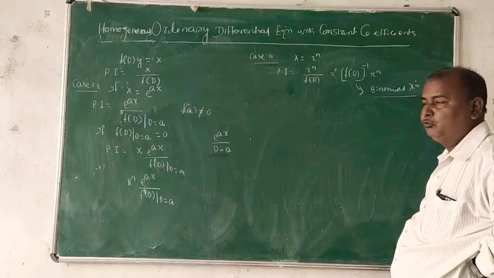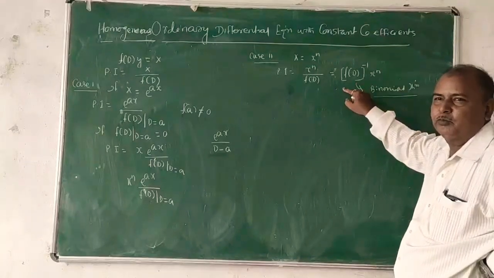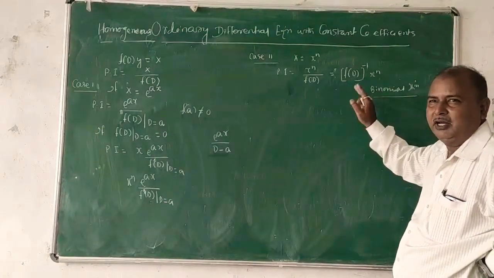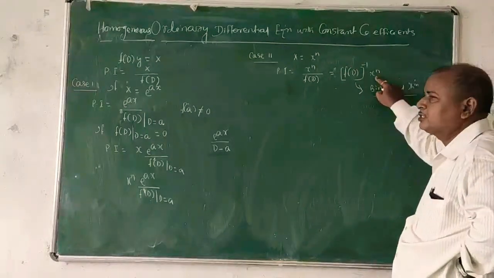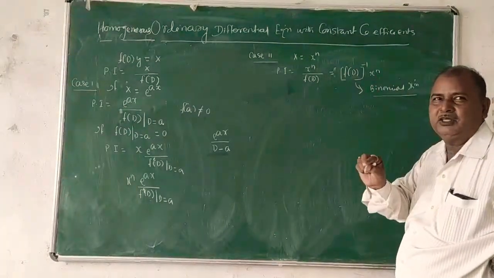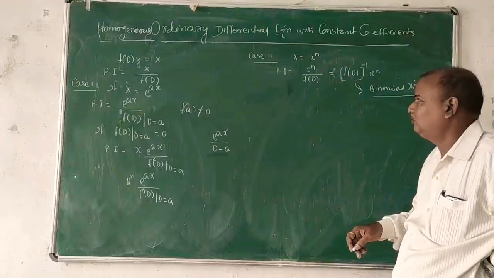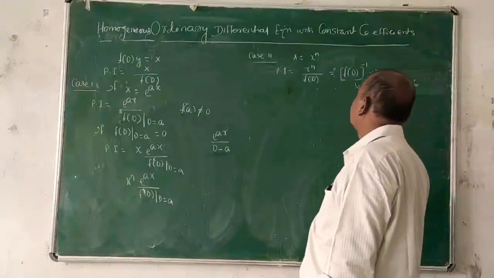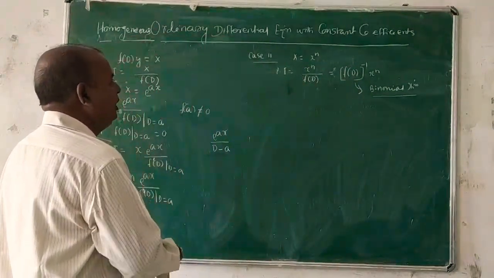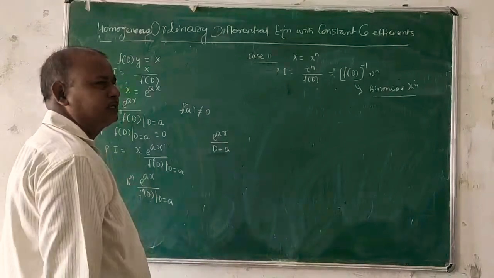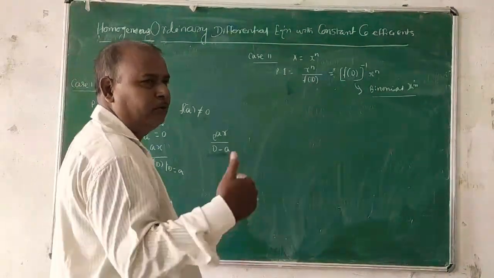Another key point: if it is x square, stop with D square, terminating the higher terms. And if it is x to the power 6, stop with D to the power 6, because the seventh derivative of x to the power 6 will be 0. So this is the formula for finding the particular integral when capital X is x to the power a, variable to the power constant.